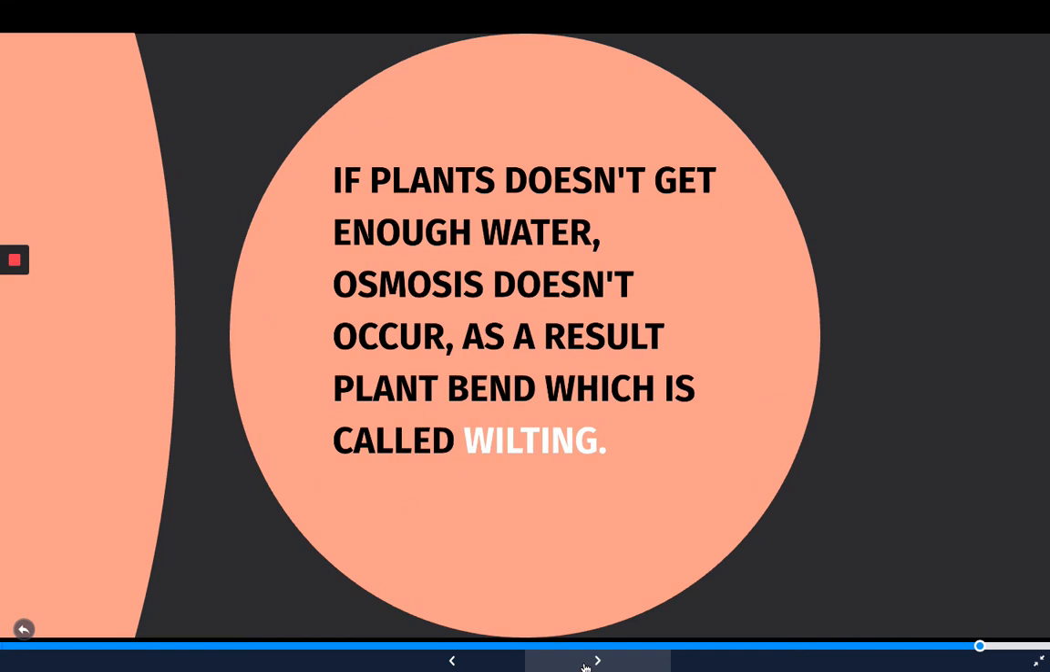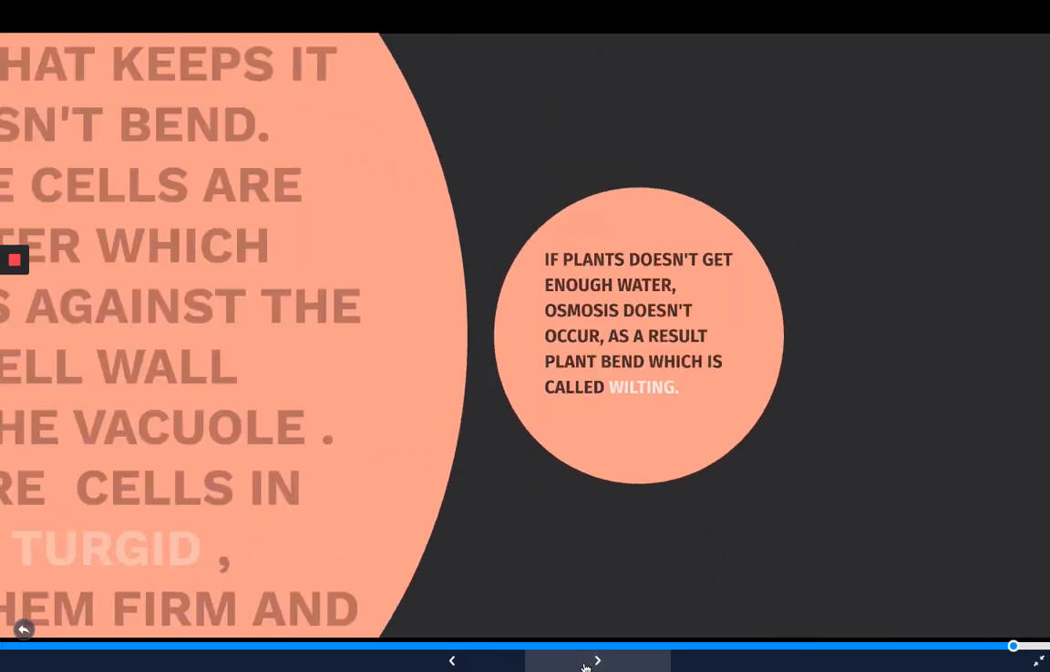If a plant doesn't get enough water, the vacuole will not be filled with water, so the cell wall will bend the cells, so osmosis will not occur. As a result, the plant bends, which is called wilting. When plants are wilting, it means that they are bending, so you have to water them in order to fill the vacuoles of the cells with water so they can press against the cell wall, and there will be two pressures to keep the plants rigid and firm, so they will be turgid.